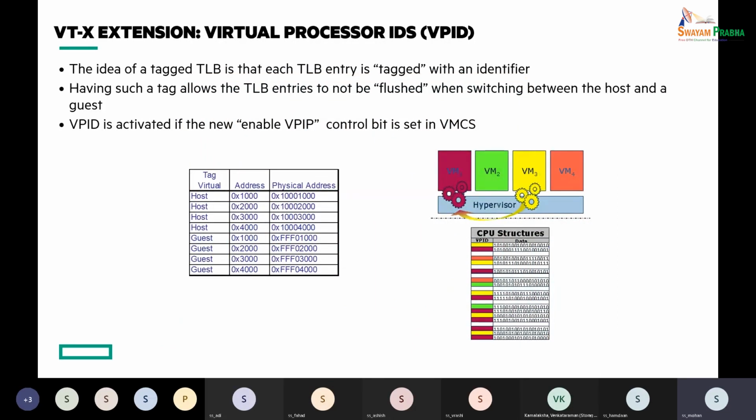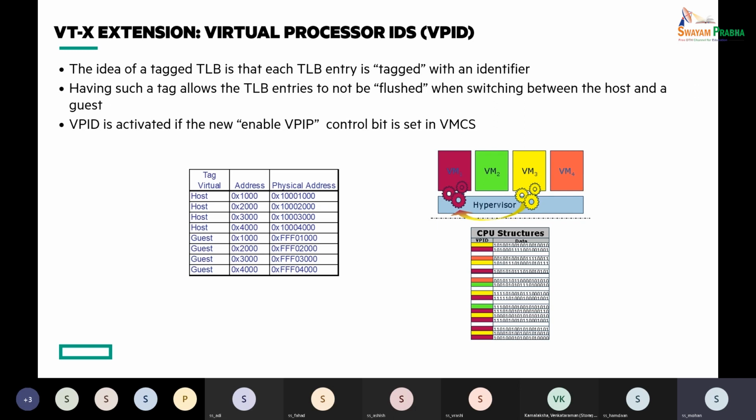Okay, so I talked about VPID. I don't think there's much to talk about on this slide, except to show how it looks. The idea of a tagged TLB is that each TLB entry is tagged with an identifier of the guest, and it allows it to not get flushed when switching. When you do a context switch, it is not so expensive. You can just see the processor sees the VPID and decides if it can use that translation safely.